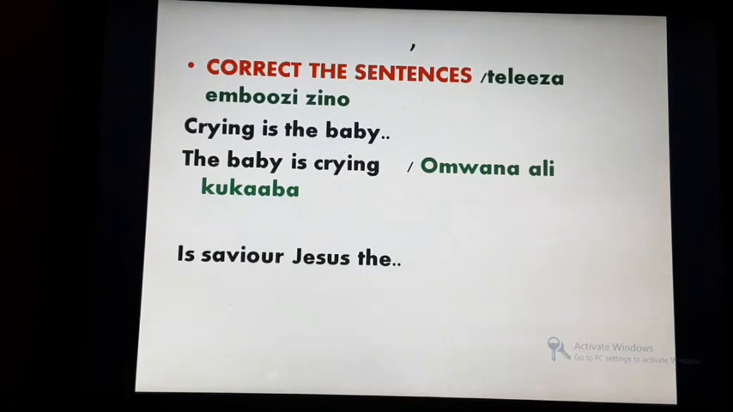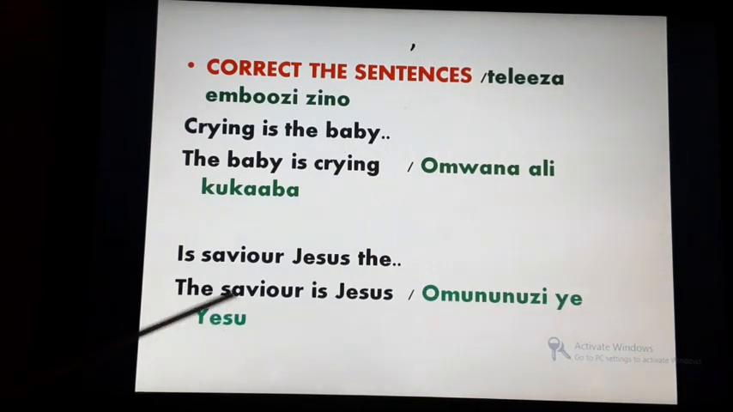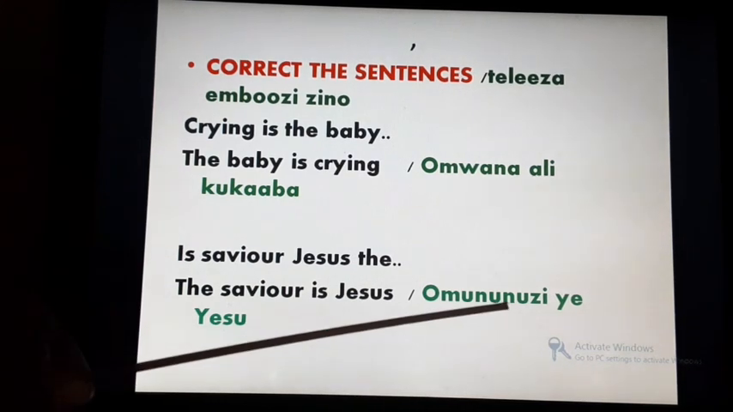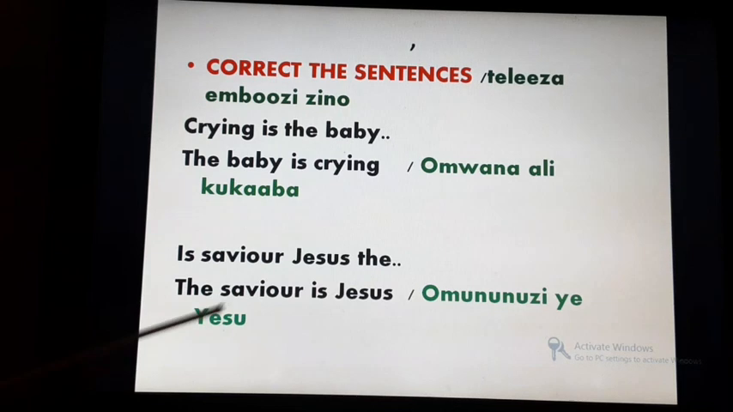Okay, let's proceed. The next sentence is: Savior Jesus the. Can you correct that sentence? The answer is the Savior is Jesus. In Luganda, Savior is omununuzi, so omununuzi ye Yesu. And that is 100%. So trust Jesus.